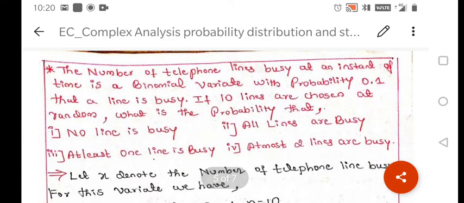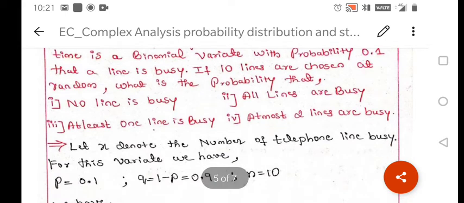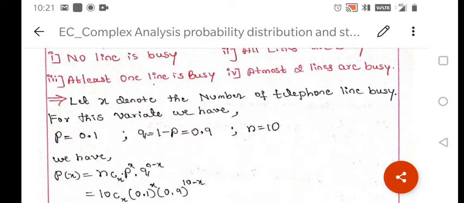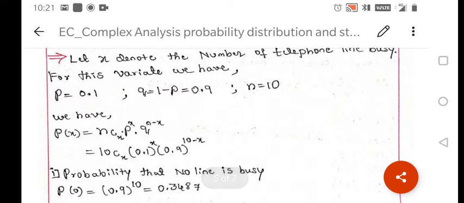Next example: the number of telephone lines busy at an instant of time is a binomial variate with probability 0.1 that a line is busy. If 10 lines are chosen at random, what is the probability that no line is busy, all lines are busy, at least one line is busy, at the most two lines are busy? Let x denote the number of telephone lines busy. For this variate, p is given as 0.1, q will be 0.9, n is equal to 10.